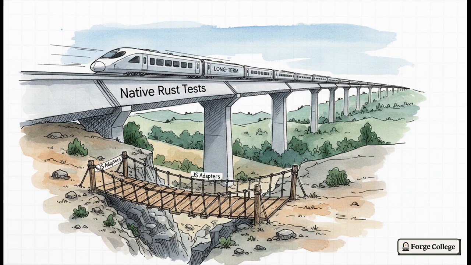Moving to Anchor, we recommend a two-track testing approach. In the short term, you'll use JavaScript adapters to run tests against the lightning-fast Anchor localnet. But your ultimate, long-term goal should absolutely be writing native Rust unit and integration tests.